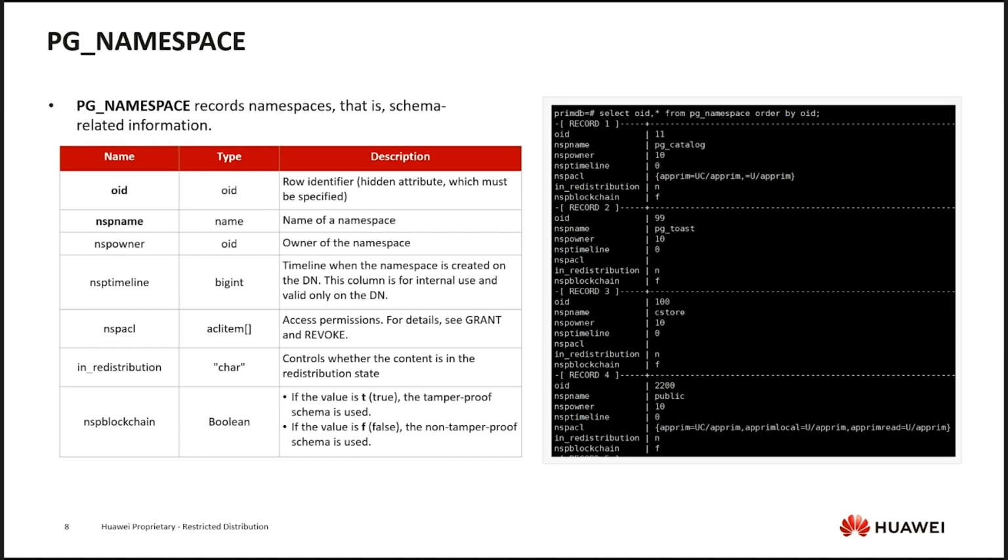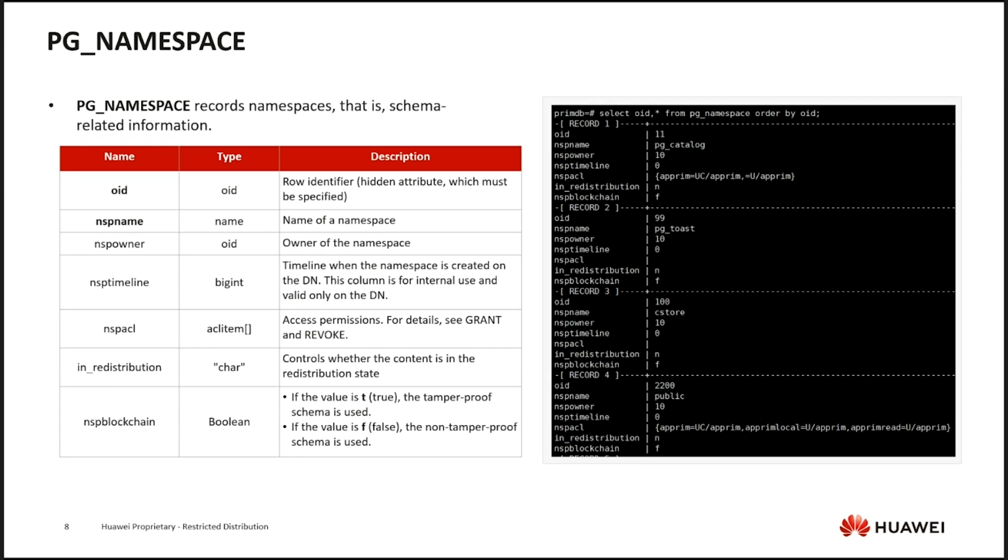PG_NAMESPACE stores schema-related information. There are OID and nspname in this catalog, followed by nspowner and nspacl. For details about nspacl, see GRANT and REVOKE in the Developer Guide. The figure on the right shows an example of querying all schemas.